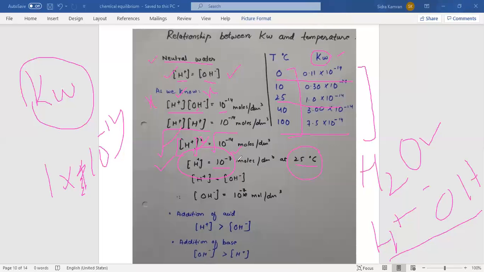The value of Kw increases almost 75 times when the temperature is increased from 0 degrees Celsius to 100 degrees Celsius. There is no regular increase or decrease in the Kw value, but there is almost a 75 times increase from 0 degrees Celsius to 100 degrees Celsius.